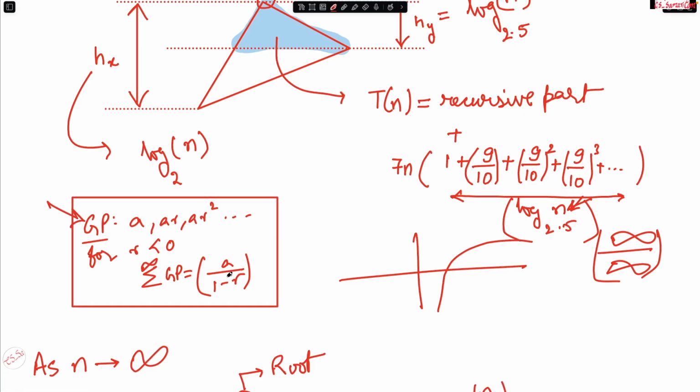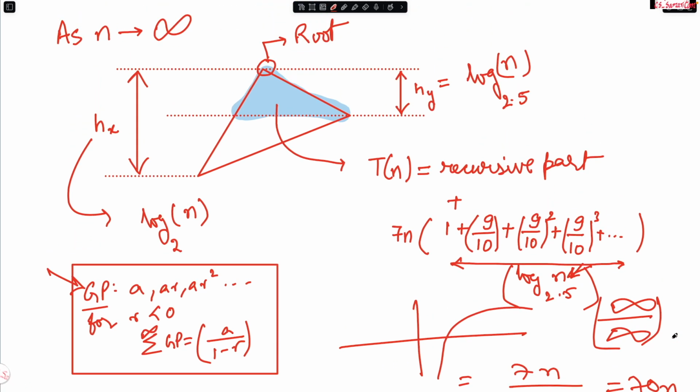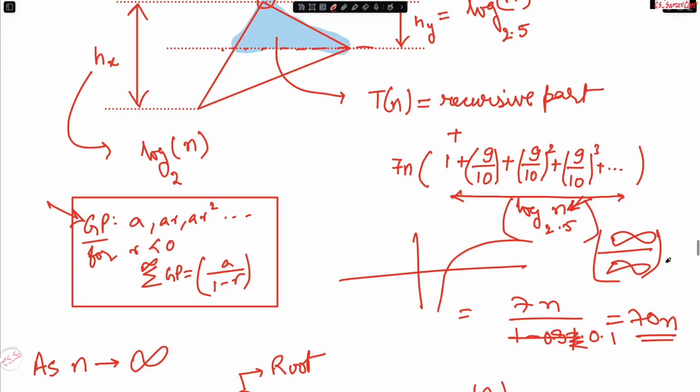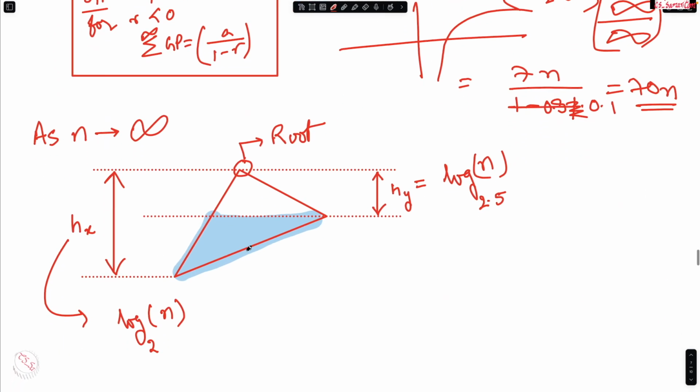And from that you can get the sum, and what is that? That is going to give you 7n divided by 1 minus 9 by 10, that is 0.9. This is going to give you 0.1. Multiply 10 to the numerator and denominator, you get 70n. So the non-recursive part, for when the pattern of our binomial theorem was directly followed, is going to give us 70n.